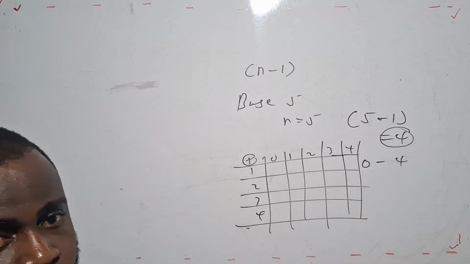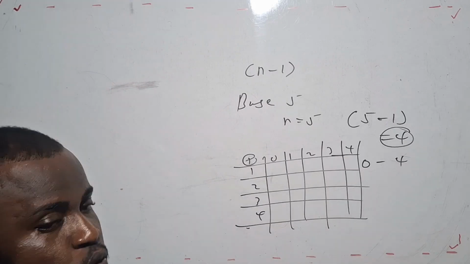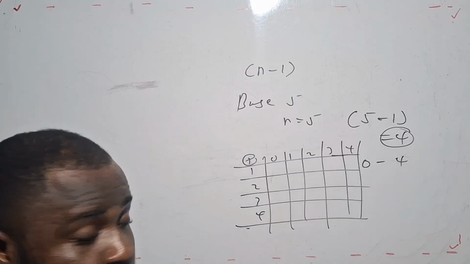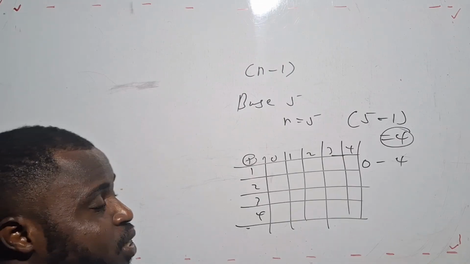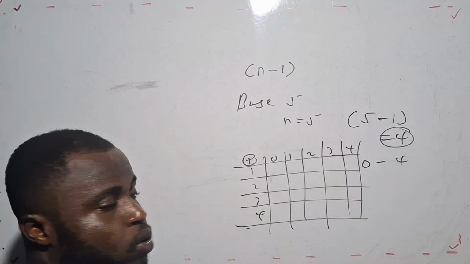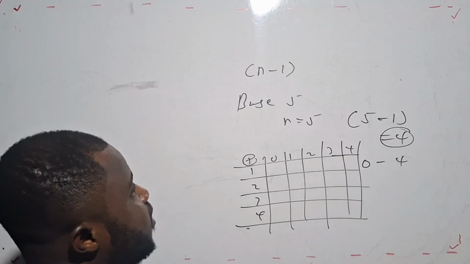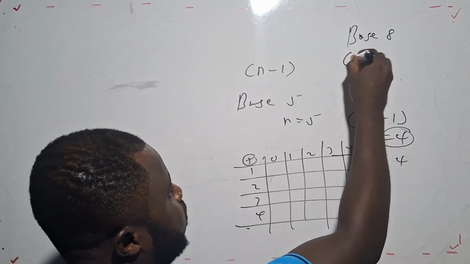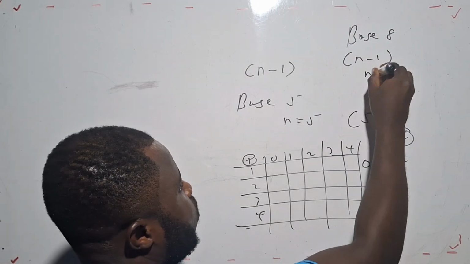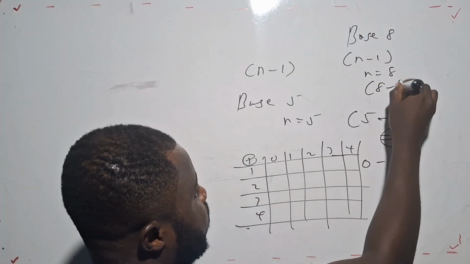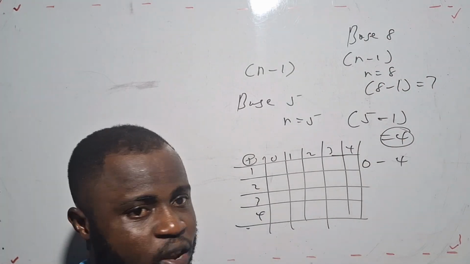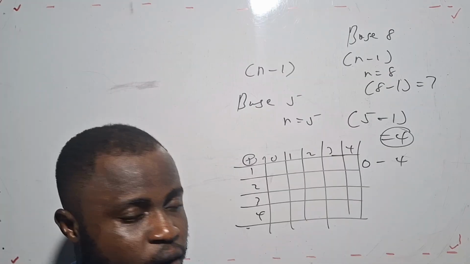Then you add. After the table, you'll be asked certain questions from the table, and that's what we are going to look at. So when the question asks you to draw an addition or multiplication table for base 8, the rule applies: n minus 1. Since it's base 8, 8 minus 1 is equal to what? 7. So it means we need values from 0 to 7.